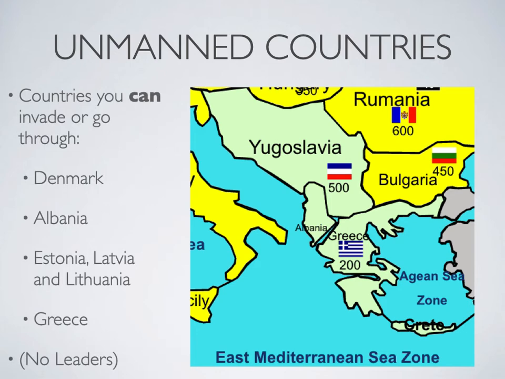Now, we do have some unmanned countries that you can conquer if you wish. Denmark, Albania, Estonia, Latvia, Lithuania, and Greece all are leaderless, but you can take them over because they may have some strategic value. They have no natural resource value, however.